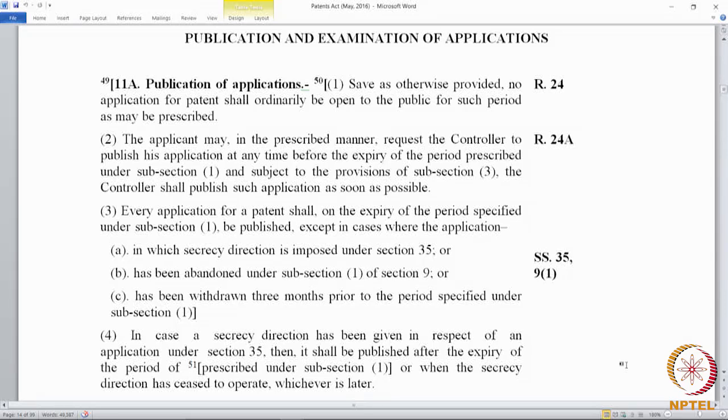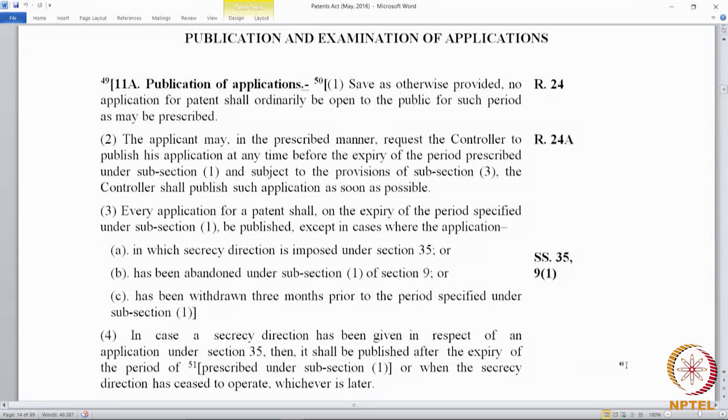So, 11A(1) states, save as otherwise provided, no application for patent shall ordinarily be open to public for such period as may be prescribed. Now, again we have the prescriptions coming in. What is that such period? You will find it in rule 24, and rule 24 is conveniently cross referenced there. So, this period is 18 months from the date of filing the application.